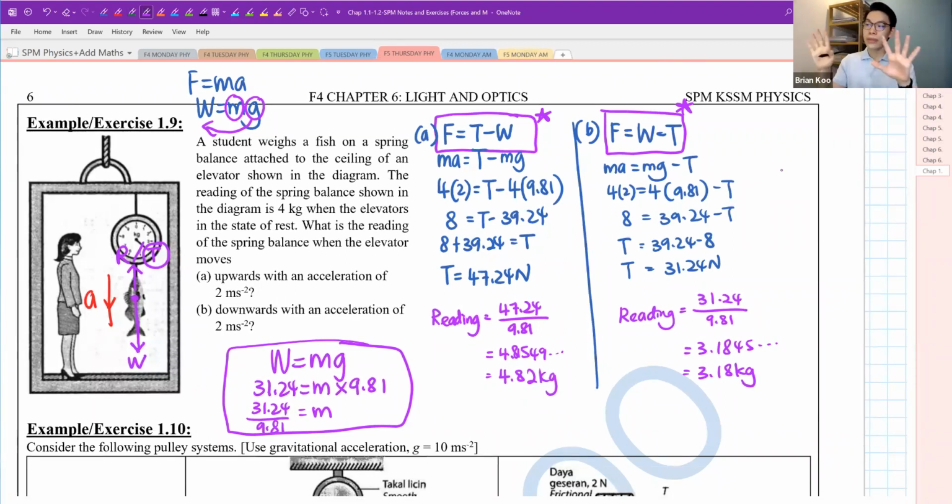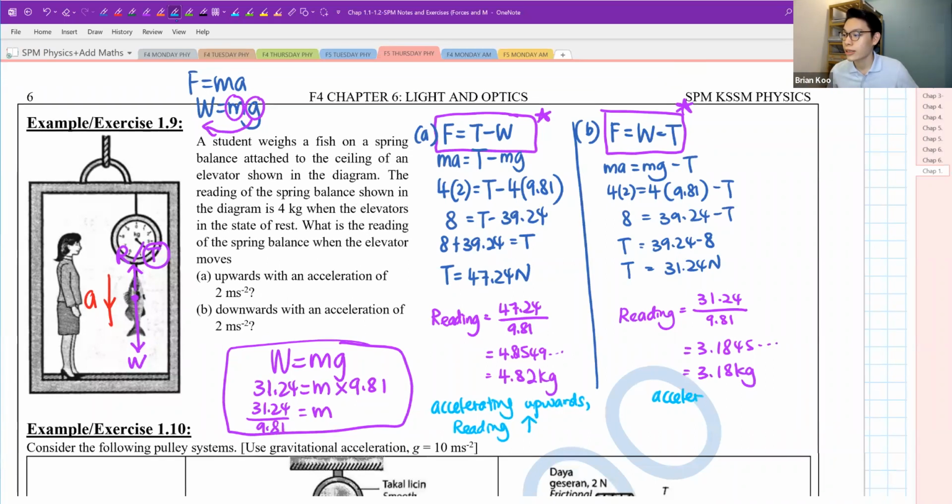So you should be able to see a very clear difference. When it is accelerating upwards, the reading also goes up. It's no longer 4 kg, but it's now 4.82. If it's accelerating downwards, the reading also will drop. The reading also will go down.